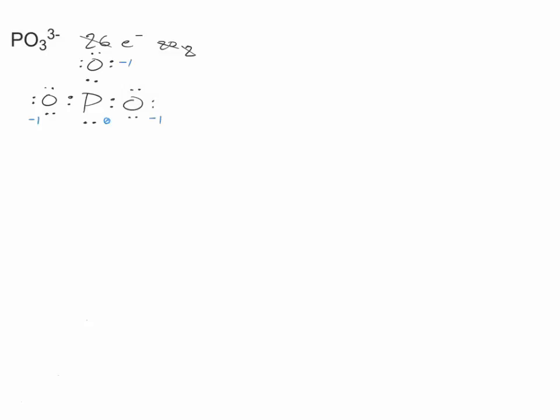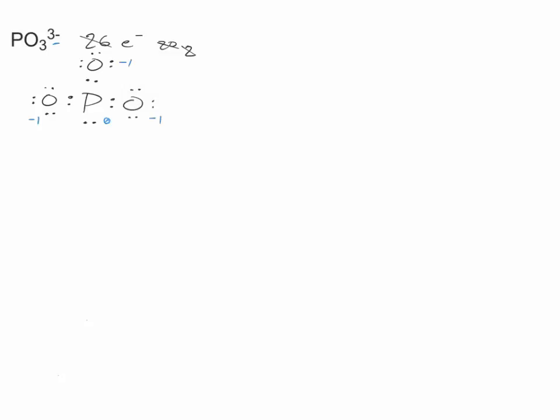Some of them have to be negative because all the formal charges, when you add them all up, must add up to the total charge on the molecule. So -1 plus -1 plus -1 equals -3, which is the total charge on the molecule. Hey, that's always good, right? So now we know our structure is correct.